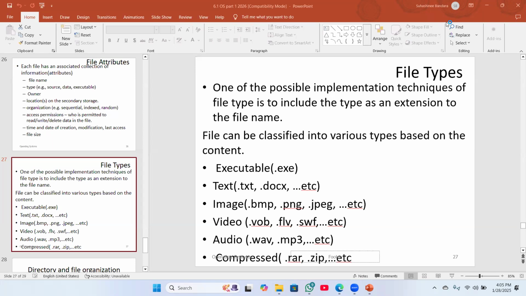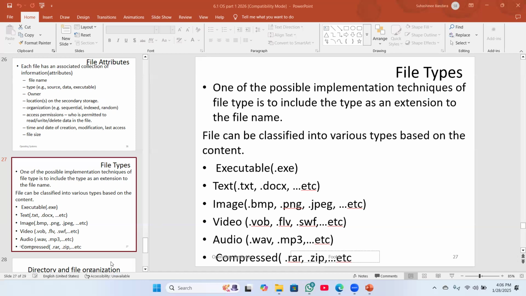For videos, we use VOB, FLV, SWF. Then for audio, we use the .wav and MP3 formats. As well as that, we have compressed file formats, .rar and .zip files, right?